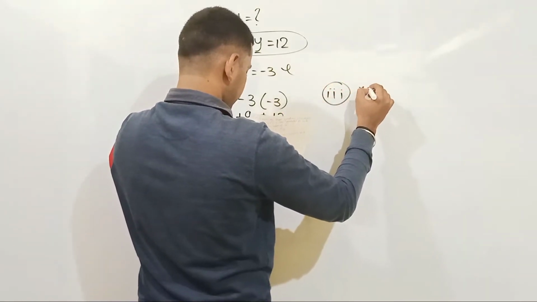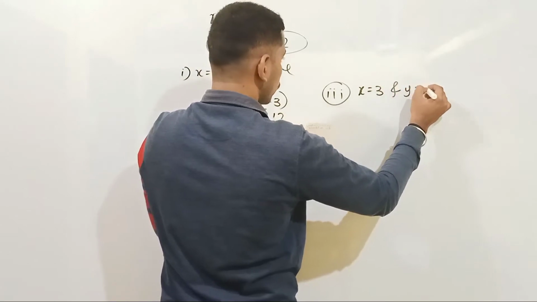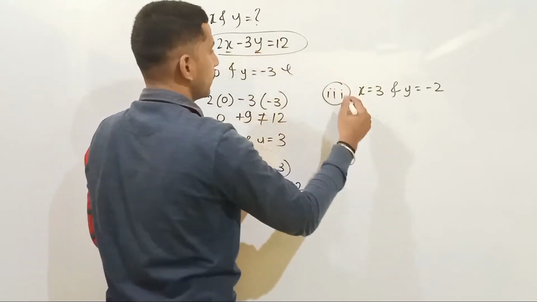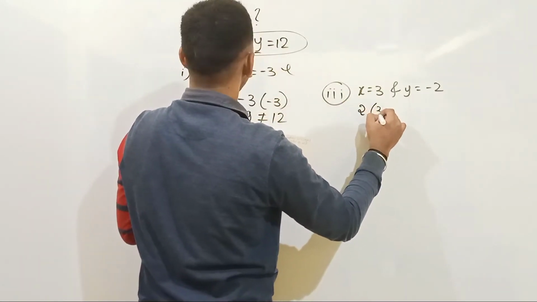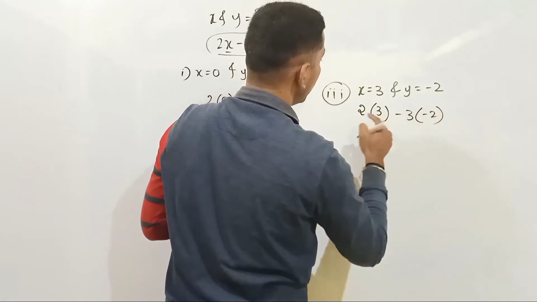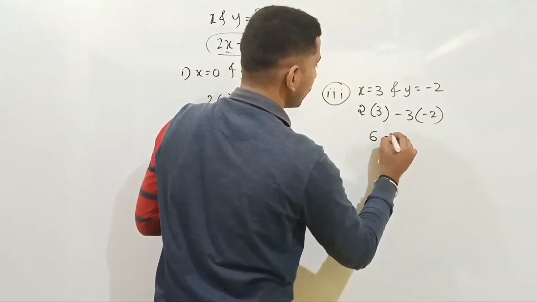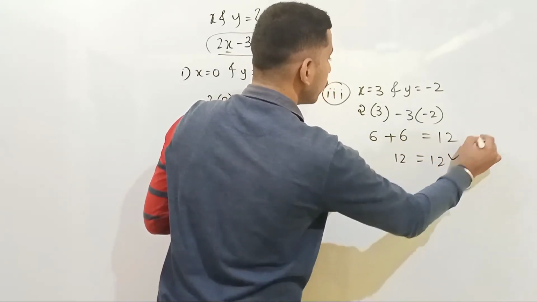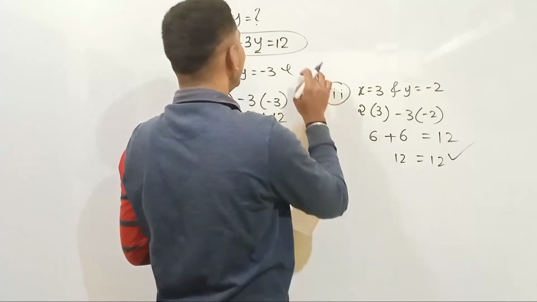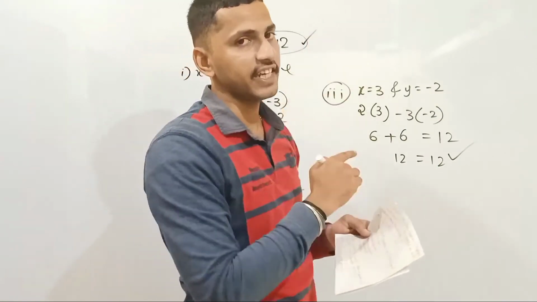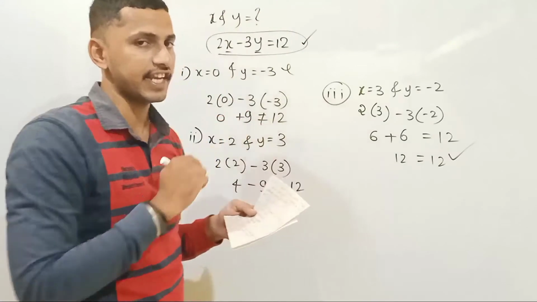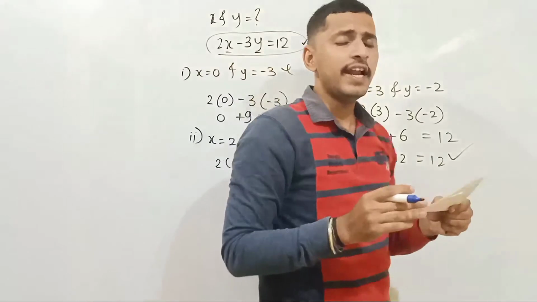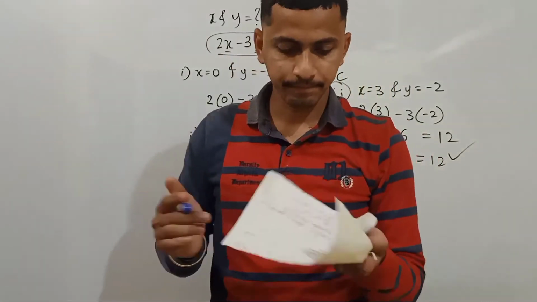Option: x is equal to 3 and y is equal to minus 2. These values we have to substitute in this equation. 2 into 3 minus 3 into minus 2. 3 2s are 6. Minus into minus is plus, 3 2s are 6. This is equal to, of course, 6 plus 6 is equal to 12. Therefore, this option will satisfy this equation. That is, option 3 will satisfy the linear equation. Therefore, option C is the right one. Now, let us go to the fourth question.